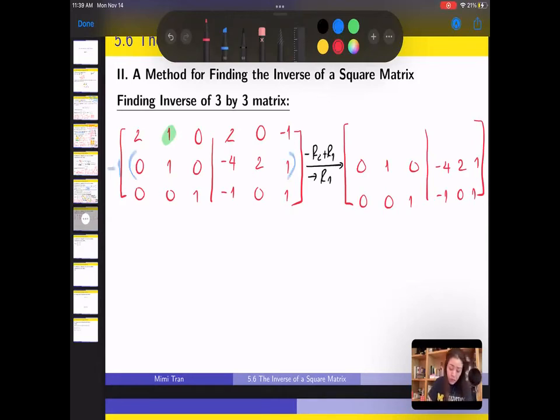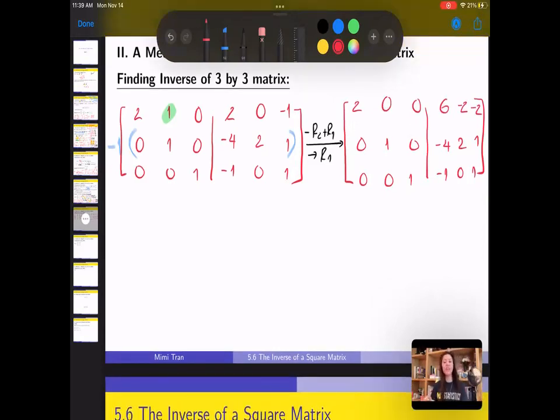-1 times 0 is still 0, plus 2 is still 2. -1 times 1 is -1, plus 1 is 0. -1 times 0 is 0, so 0 here still. +4 plus 2 is 6. -2 plus 0 is -2, and then -1 plus -1 is -2. Almost done. The last step we have to do is what?